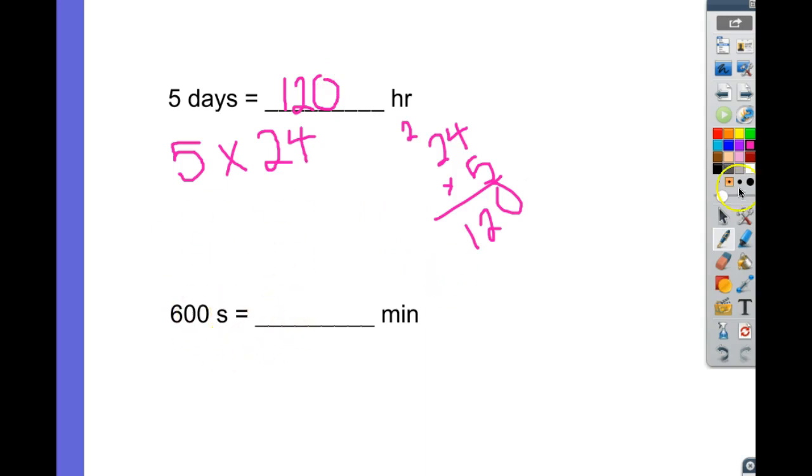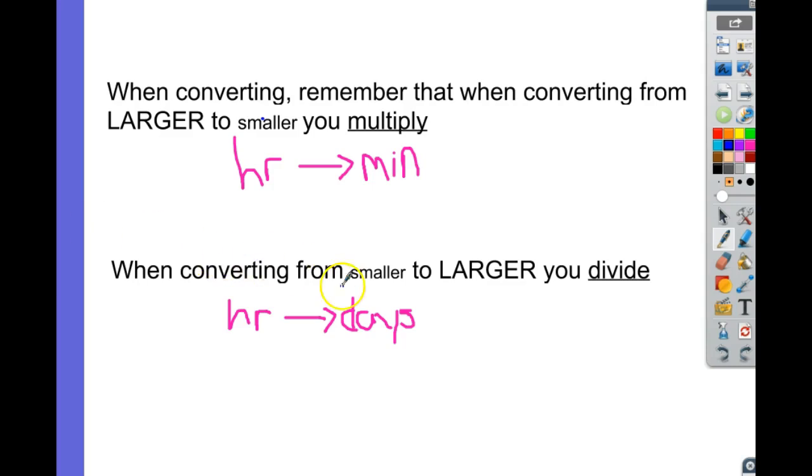So we're going to see here that we're converting from seconds to minutes. So let's look at this one. Are seconds bigger or smaller than minutes? Well, I hope you said smaller. Seconds are definitely smaller than minutes. So if I'm converting from a smaller unit to a larger unit, let's look back at this. When I'm converting from smaller to larger, I'm always going to divide.